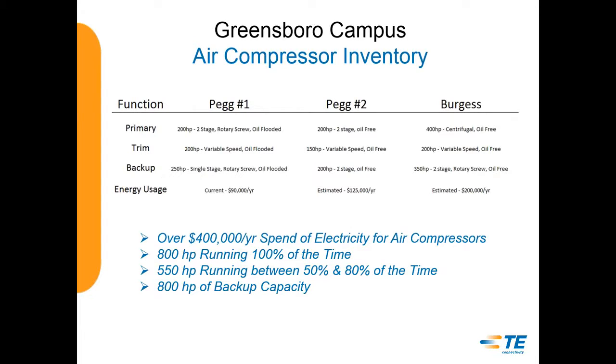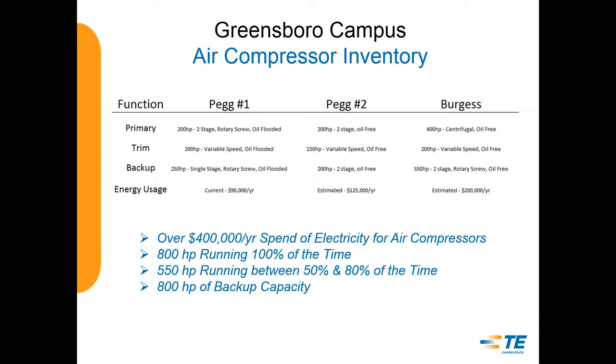And there at the bottom of that matrix, I just put in an energy usage. The PEG 1 compressor room, when we started this project about 3 years ago, the annual energy usage was over $150,000 a year. We're down under 100, and it's trending right around 90,000 a year right now.